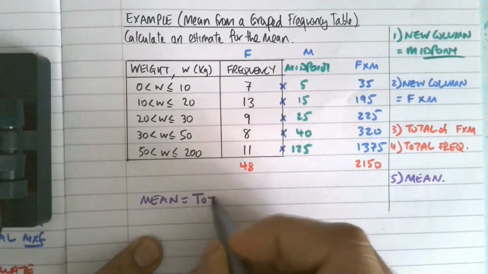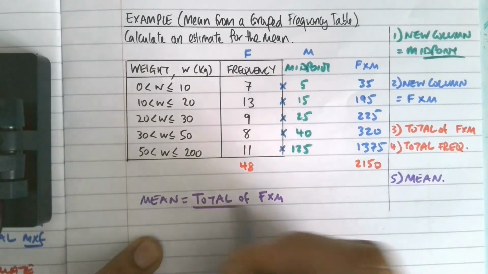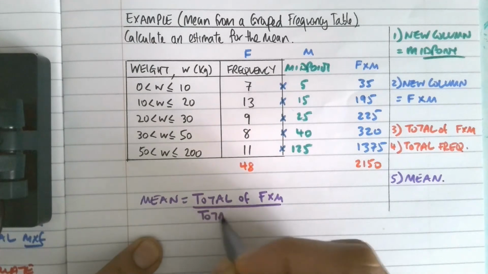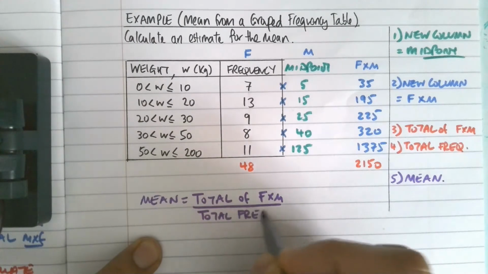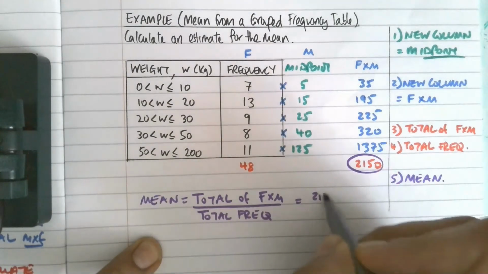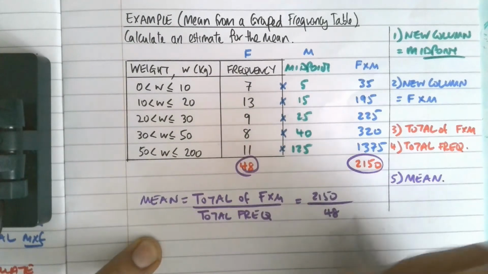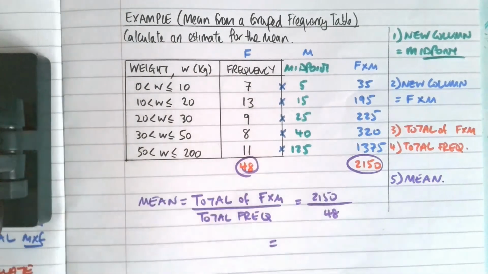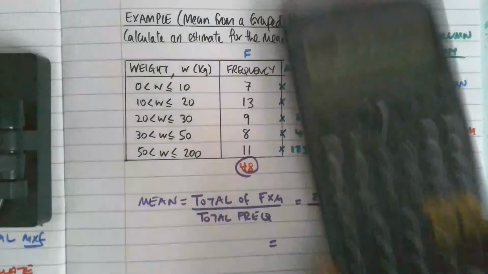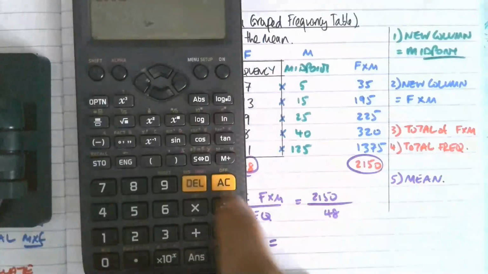So the mean is going to be the total of the f times m column, which is the sum of all the weight of all the stones, rocks in our data. We're going to divide that by the total frequency, which is the number of rocks in our data. So 2,150 kilograms divided by 48, because there's 48 rocks, 48 stones in our data. We're going to divide them, so 2,150 divided by 48.